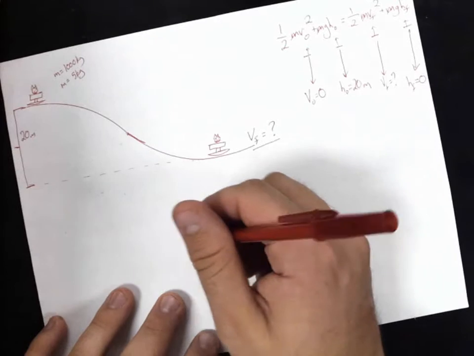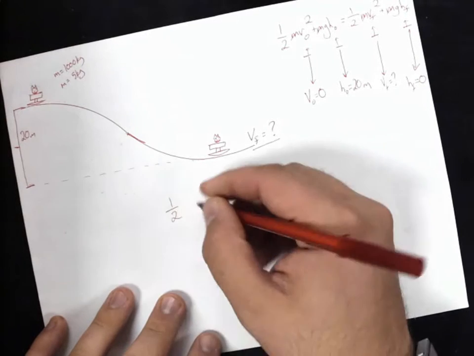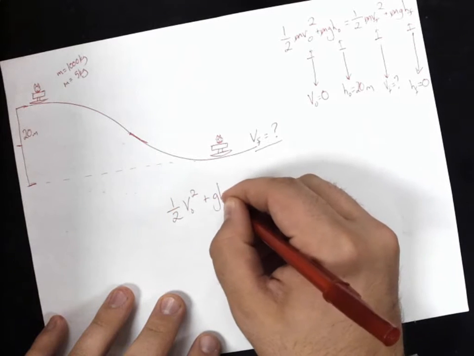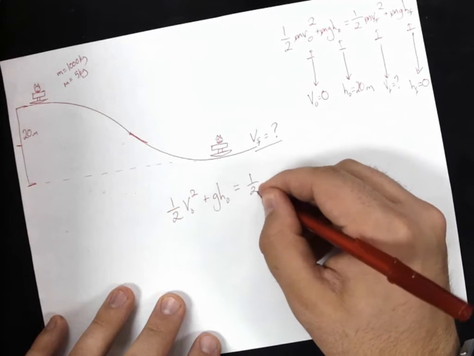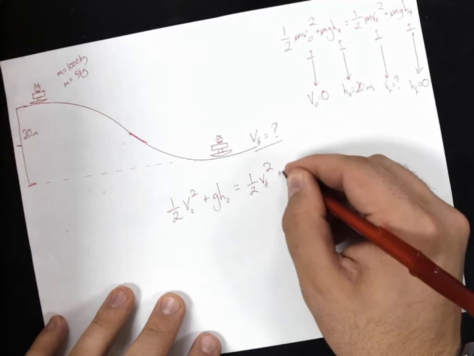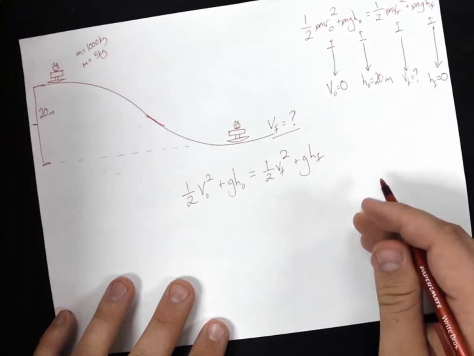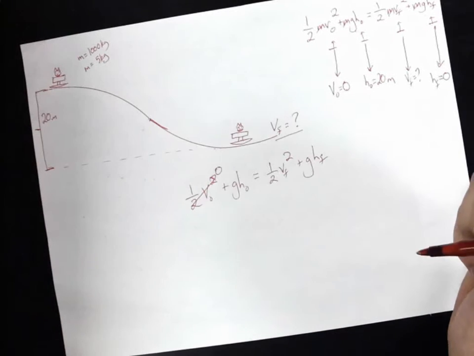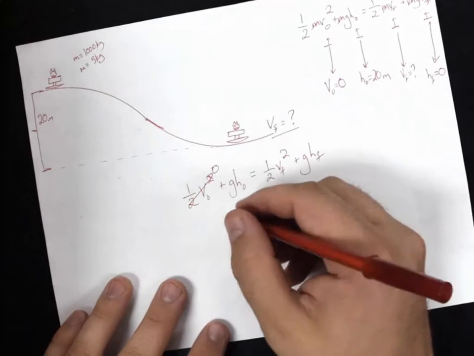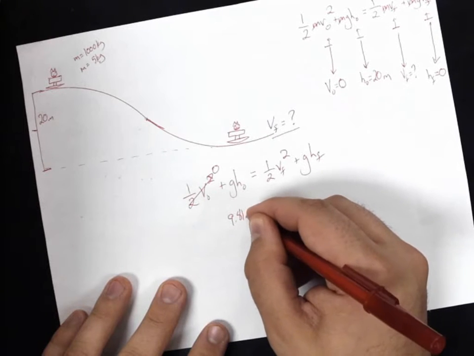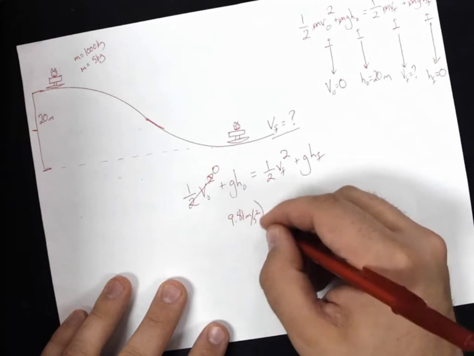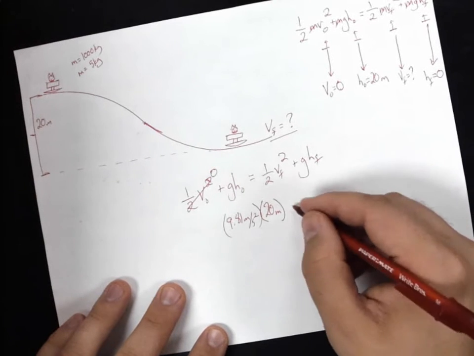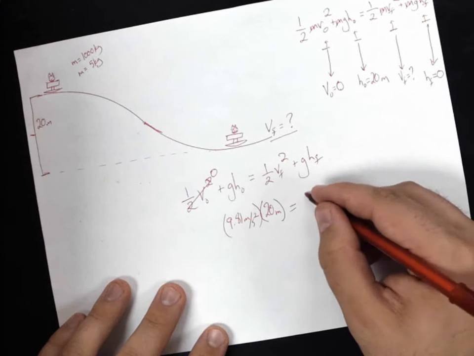Okay, so now let's do the thing. 1/2 times V initial squared, plus g h initial equals 1/2 times V final squared plus g h final. So now we plug in our numbers. V initial is 0. That cancels this entire term because anything times 0 is 0. Height initial is 20, so g, 9.81 meters per second squared, times height initial, which is 20 meters, equals 1/2 times Vf squared.